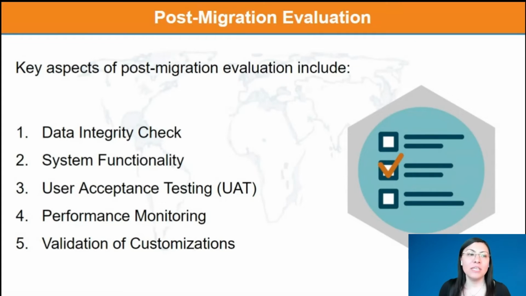The key aspects of this post-migration evaluation include the following. A data integrity check: we have to make sure that all the data is accurate and complete, and that data integrity was maintained during the transfer. We also need to check the system functionality, so we need to make sure that all the LIMS features work as expected. This includes testing features, workflows, or any custom configuration that we performed during the migration process. We also need some user acceptance testing, performance monitoring, and the validation of customizations.